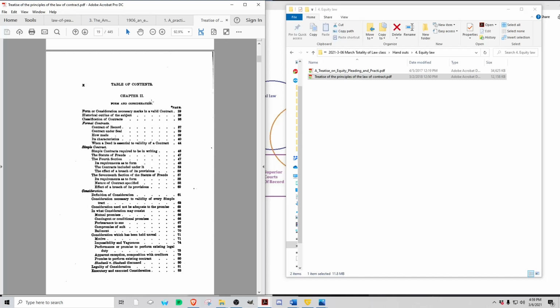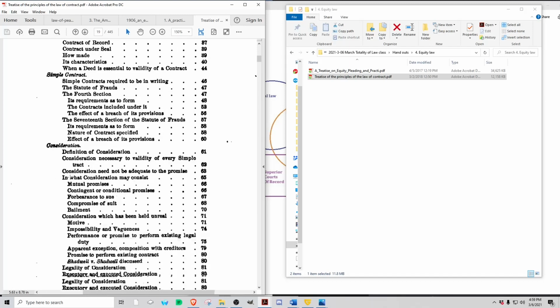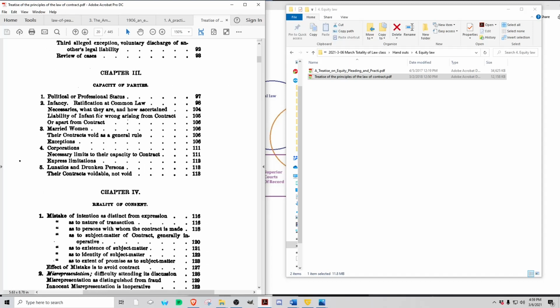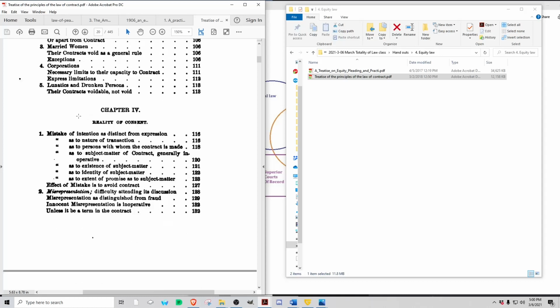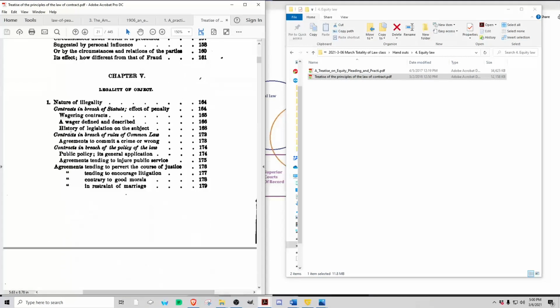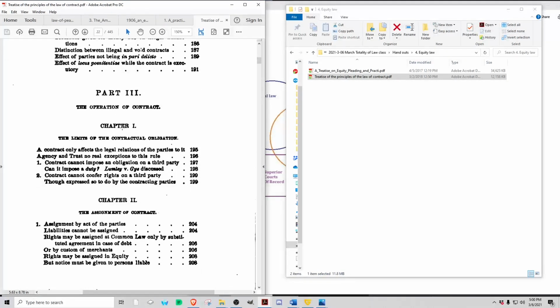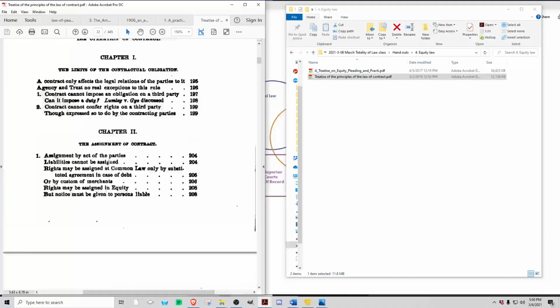Form and consideration. What did I say? If there's no lawful consideration, you do not have a contract. Formal contracts, simple contracts, consideration, capacity of parties. If you're an infant, can you enter into a contract? Nope. Infancy, ratification at common law. If you do enter into a contract when you're an infant, when does it get ratified at common law? This can happen, by the way. So pay attention to this, because this is how they're getting a lot of us. The reality of consent, right? You don't have consent, no contract. Legality of object, is it a legal operation of contract? This goes into the operation of contract, and then I'll get to all the rest. Anything you want to know about contracts is in this book.